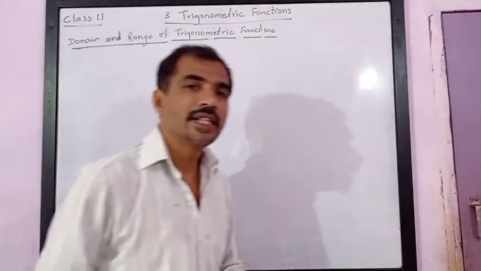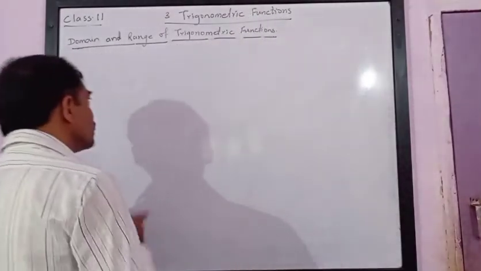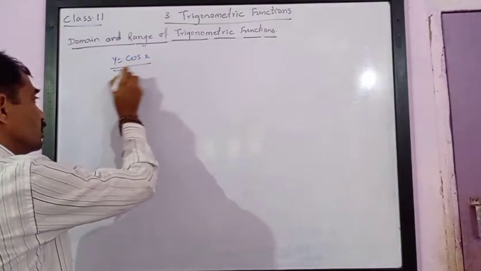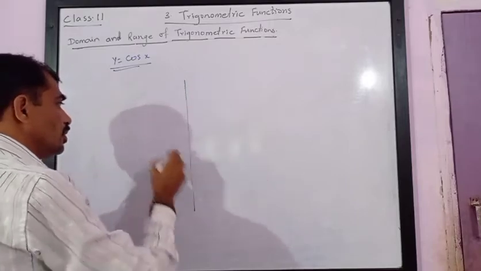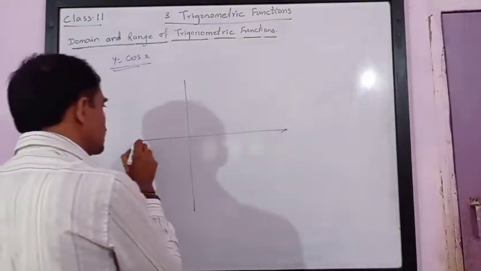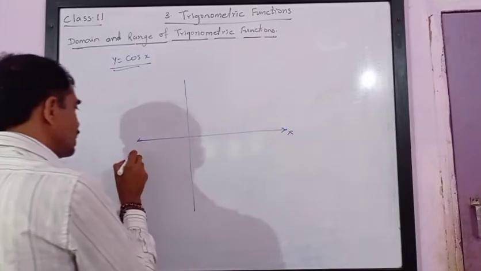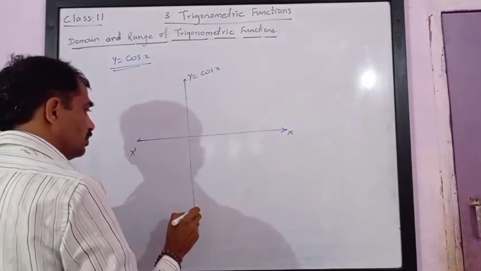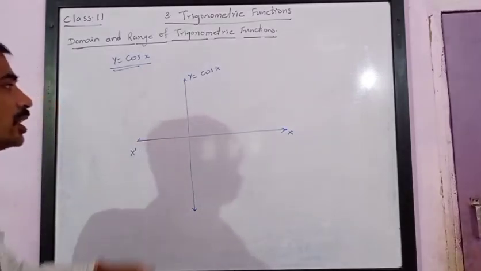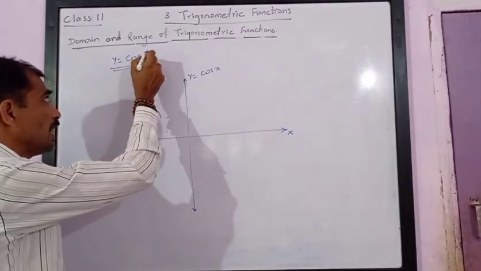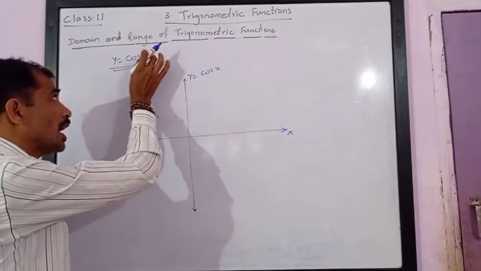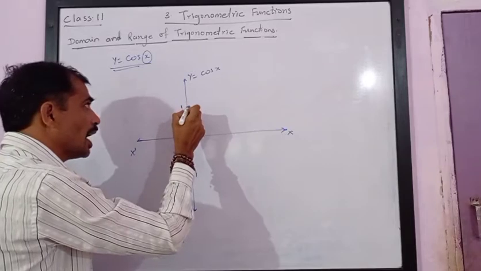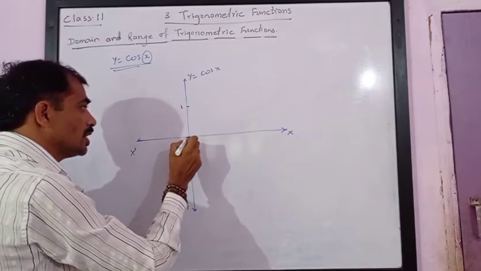Dear friends, let us study the next function, y equal to cos x. So, if this is the x-axis and this is the y-axis, y equal to cos x is the function we are now studying. If you try to plot the graph of this, for x equal to 0, the cos x value is 1.